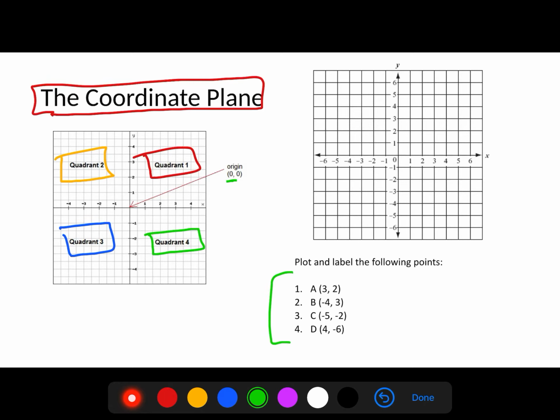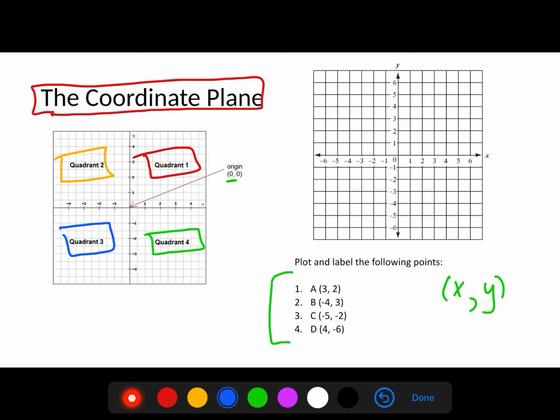It says plot and label the following points. Point A is (3, 2). Point B is (-4, 3). Point C is (-5, -2). And point D is (4, -6). Notice that's how you write a coordinate point. You always put parentheses, and then there's a comma. This is the x part, and this is the y part. That's always how you label a coordinate point. Now let's go ahead and plot these.